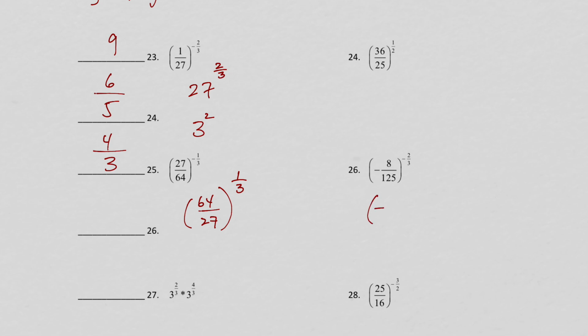So this remains negative, but now it's 125 over 8, and now it's to the positive 2/3. This negative is okay because this is an odd index. So I'm going to apply the bottom, which is the cube root of everything. The cube root of the negative remains negative. Cube root of 125 is 5. And the cube root of 8 is 2. And finally, we have the new exponent left, and we square it. This negative is going to square out and become positive. This is 25, and that's 4.